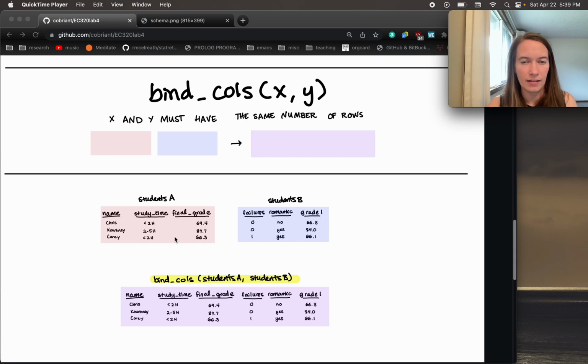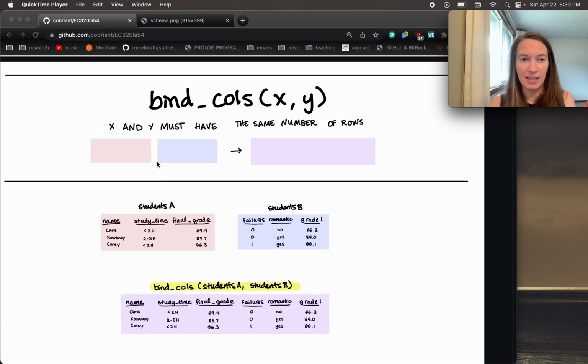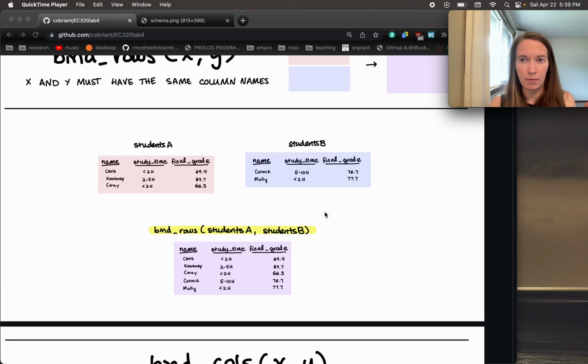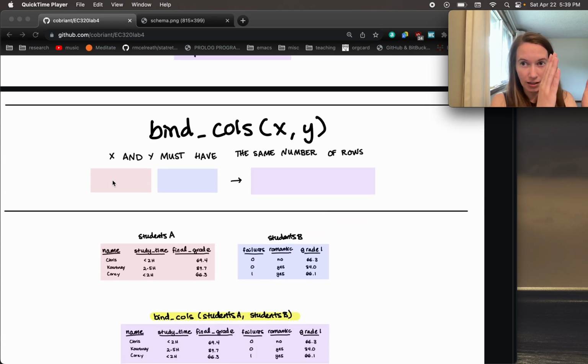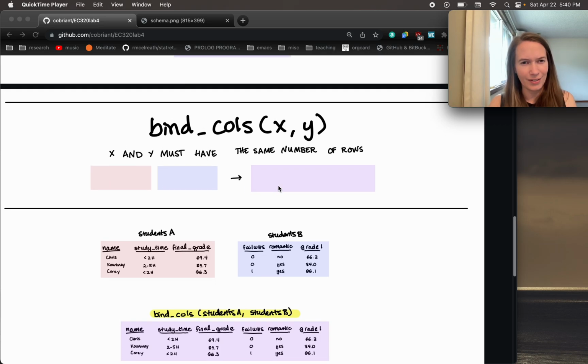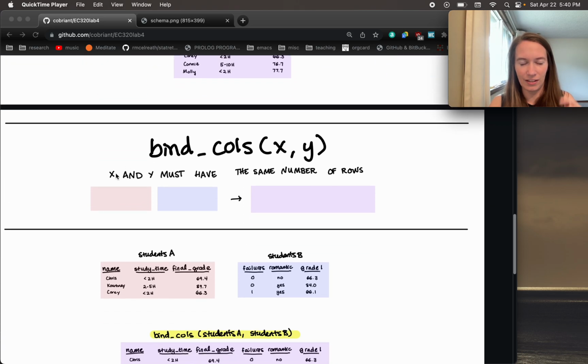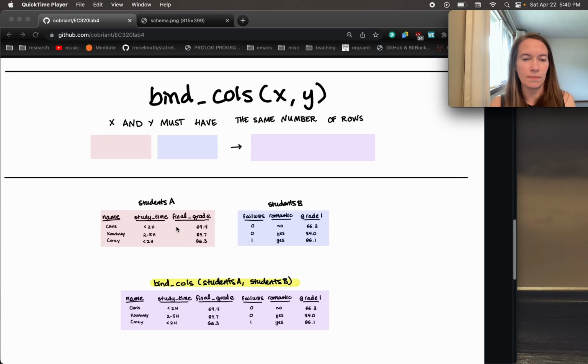And then bind cols is kind of the opposite. Now I'm thinking about the red tibble and the blue tibble. Instead of going one on top of each other, I want to treat these tibbles like columns and put them next to each other to form a wider tibble. I just have this diagram always in mind to figure out if I need bind rows or bind cols.